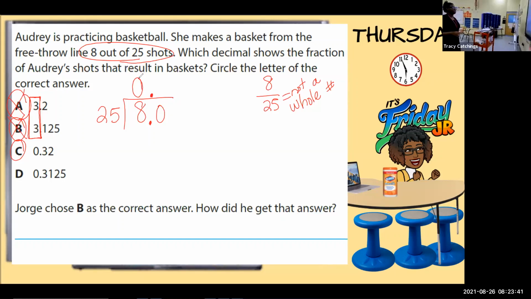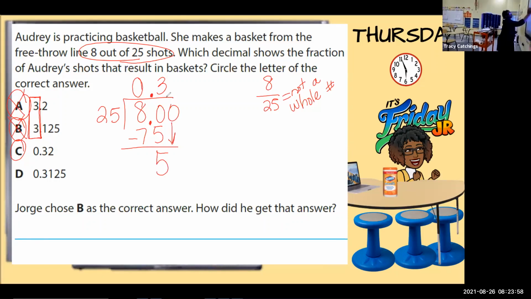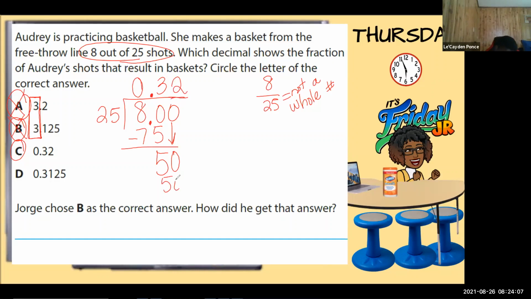How many quarters get us close to 80? 3. Good job. 75 cents. So when we subtract, what did you end up with? 5. Got a decimal, so we know we need to add a 0 and bring it down. 50. How many quarters get me to 50 cents? 2. Good job. So our decimal would be C.